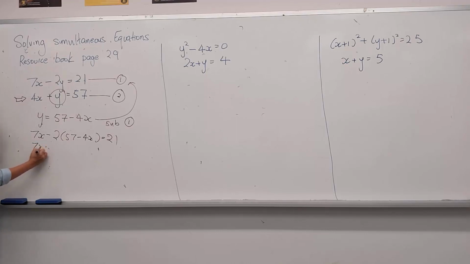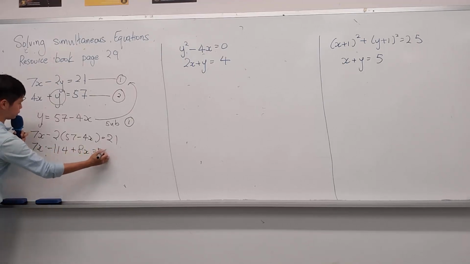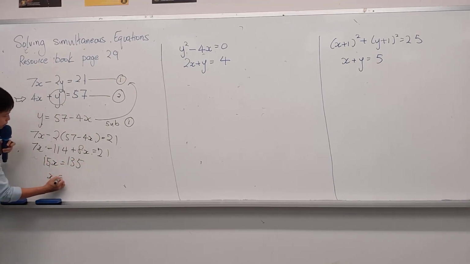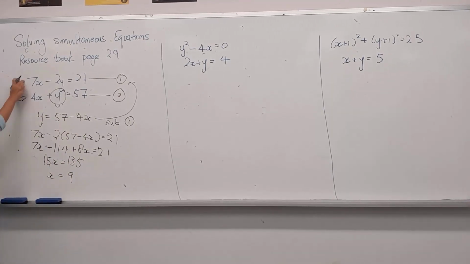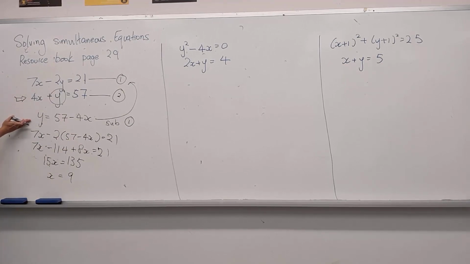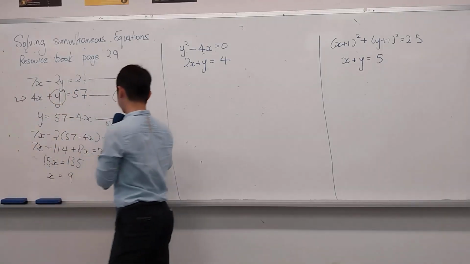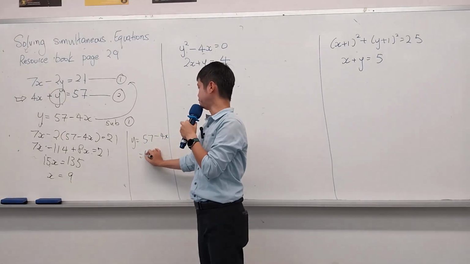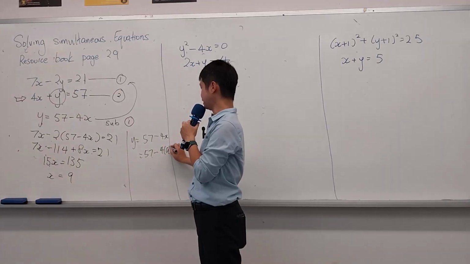So coming out here, I will have 7x minus 114 plus 8x equals to 21. So when I add this, I will have 15x equals to 114 plus 21, which is 135. 135 divided by 15, and I will have 9. So when x equals to 9, and I substitute back to any of these equations, clearly the one with y as a subject is the easiest. So y will be equals to 57 minus 4x, and therefore we have 57 minus 4 times 9, and the answer is 21.